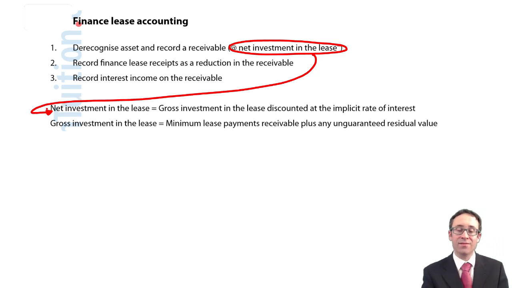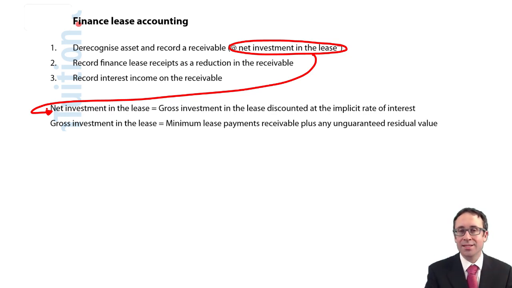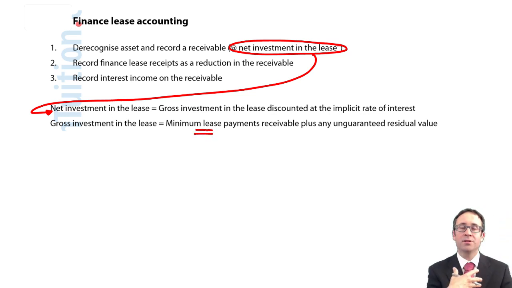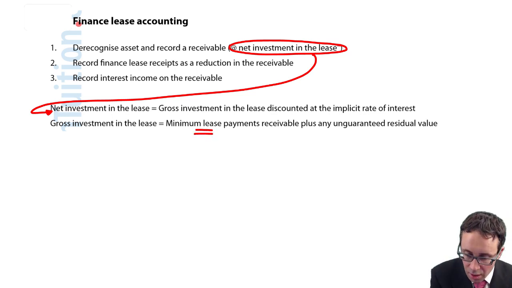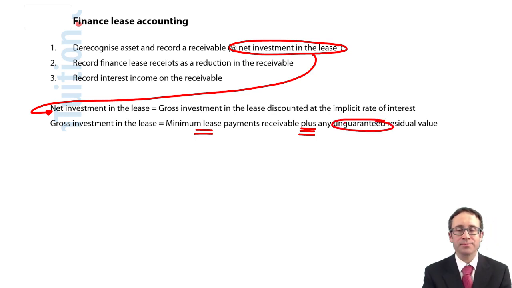in the standard. The net investment in the lease is the gross investment, so your undiscounted lease receipts, discounted at the implicit rate of interest. However, we just need to be very, very careful when we're looking at this gross investment in the lease, because yes, it is just your minimum lease payments that are going to be received, and this is important. We then need to add on any unguaranteed residual value.